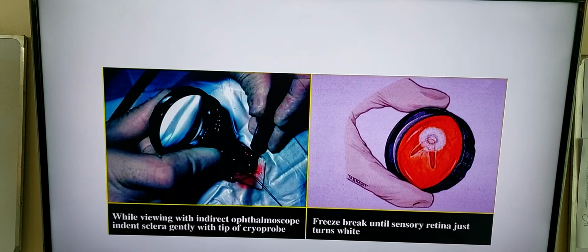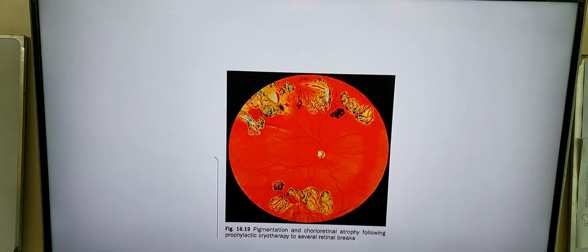This picture shows cryoretinopexy. While viewing with indirect ophthalmoscope, indent sclera gently with the tip of the cryo probe. The sclera is indented to look at the site where the break is present, and the break is frozen. Freeze the break until the sensory retina just turns white. This was pigmentation and chorioretinal atrophy following prophylactic cryotherapy.